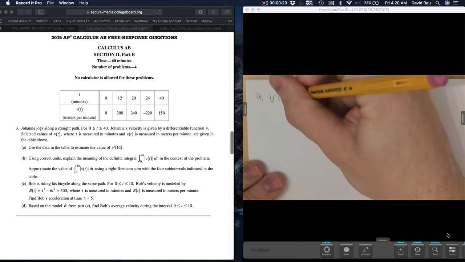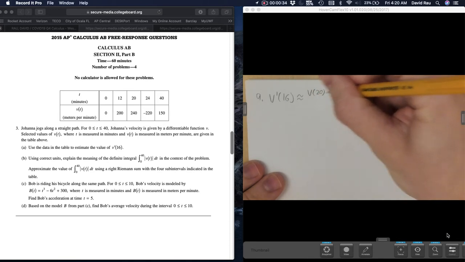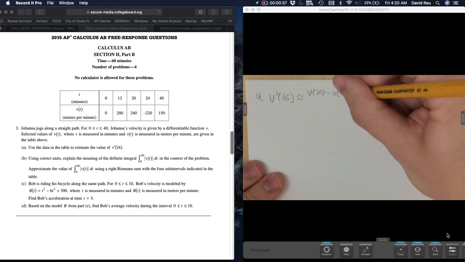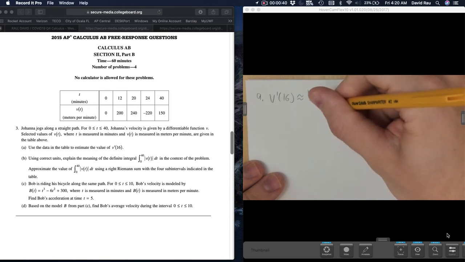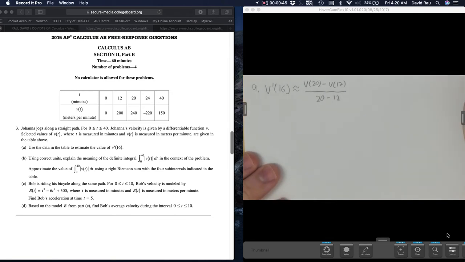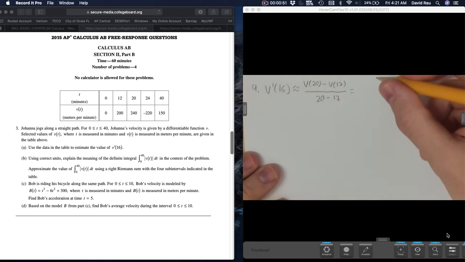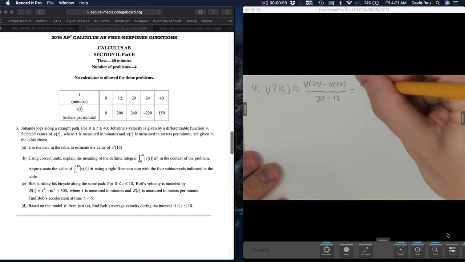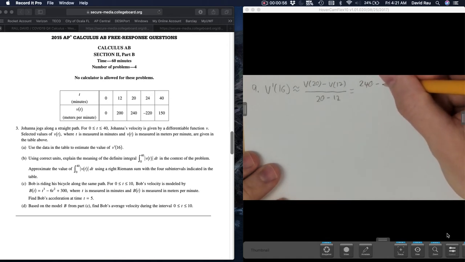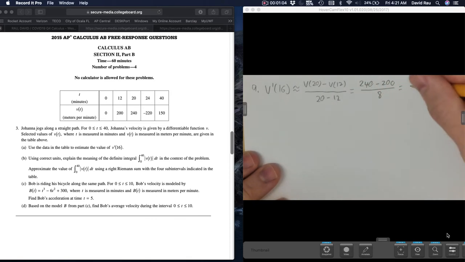We can say V prime of 16 is approximately, all right, and essentially we can estimate a derivative by looking at the average rate of change between. The velocity at time 20 is 240 minus at 12, which is 200, all over, that's essentially 8. So we have 40 over 8, which is 5, right?